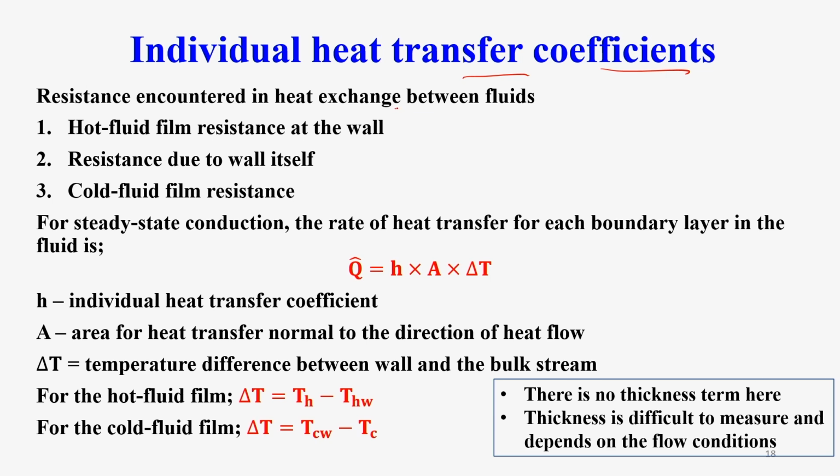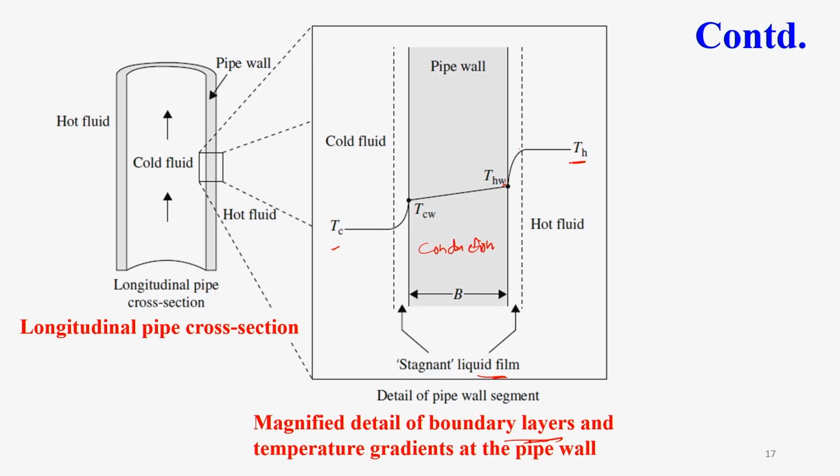Now first we will be considering the individual heat transfer coefficient. Resistance encountered in the heat exchange between the fluids: we have already seen hot fluid film resistance at the wall, resistance due to the wall itself, and cold fluid film resistance. So we are seeing three resistances. You can start with 1 here, 2 here and 3 here.